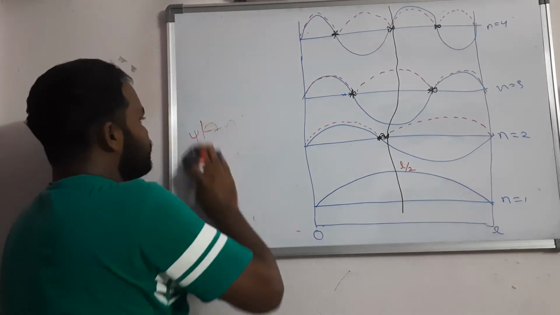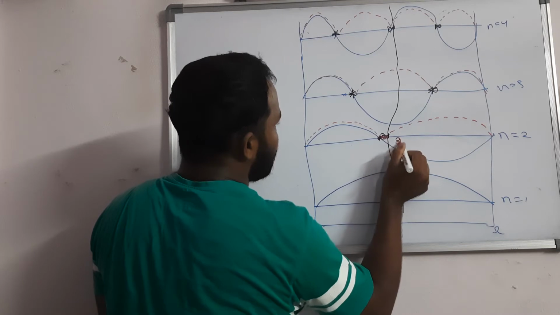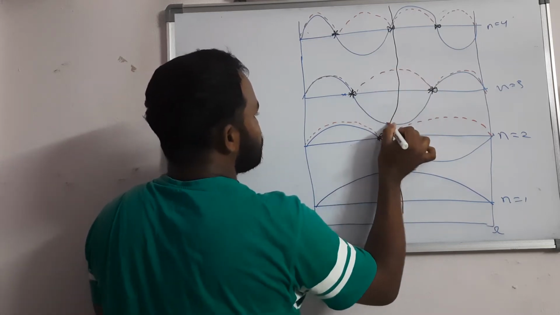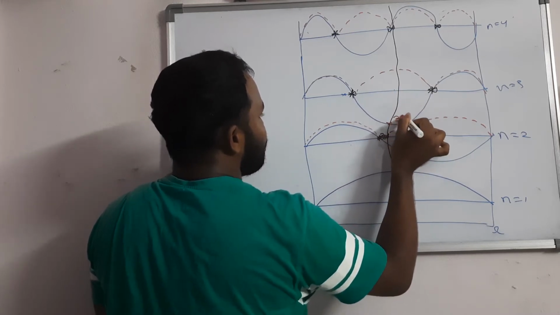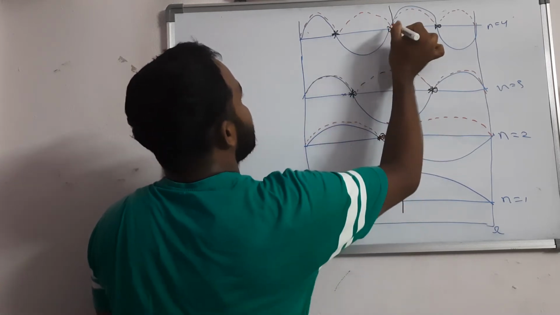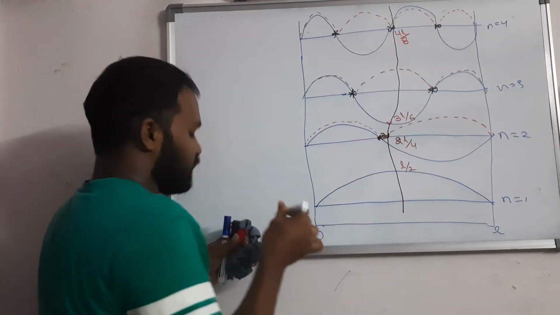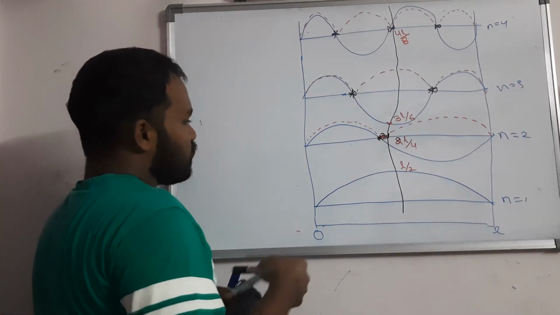So next, what is this? This value, you should write 2L by 4. The value of this, you should write, otherwise here you will get, that is what? 3L by 6. Here 4L by 8. I will tell you a small concept if you understood.